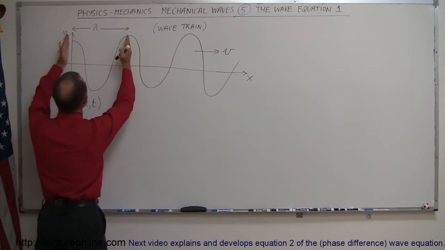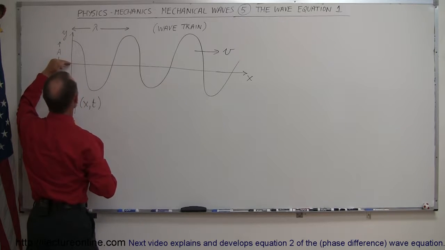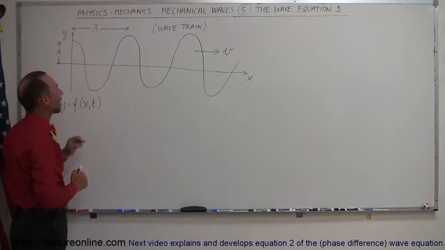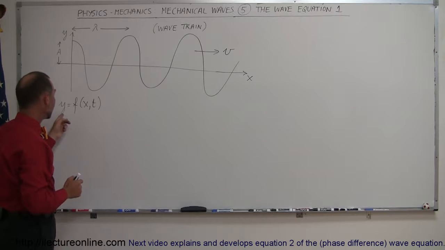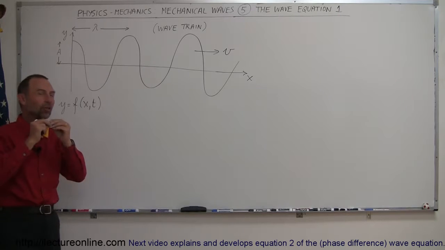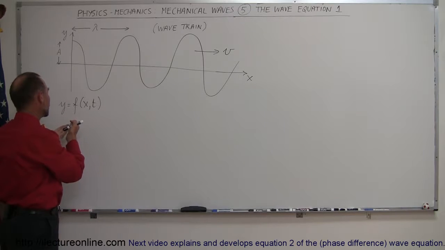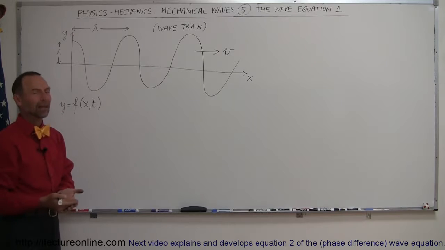Notice that this is then defined by the wavelength, and that the greatest distance from the central equilibrium point of the string to the highest displacement is called the amplitude of the wave. Now the displacement y, so the particles in the wave that are being displaced in the y direction, are a function of the position in the x direction and the time that has elapsed.